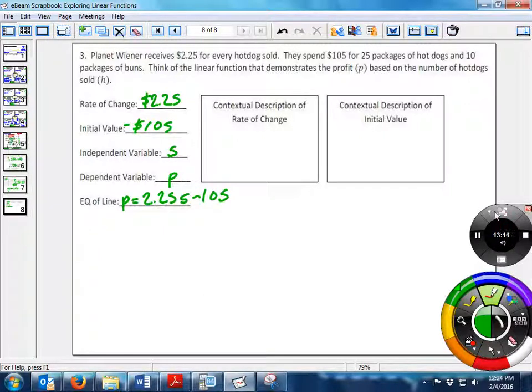Okay, on this one you get $2.25 for the rate of change. You get that for every hot dog sold. The initial value, in this one, it is a negative value, and that is because you are actually spending money. So if I'm spending money, then I'm not making a profit. So that would be minus 105. Your independent variable is S for how many you're selling, and that determines your profit for P being your dependent variable. You can have this equation here, or you can have Y equals $2.25 X minus 105. Rate of change. You're getting $2.25 for every hot dog.